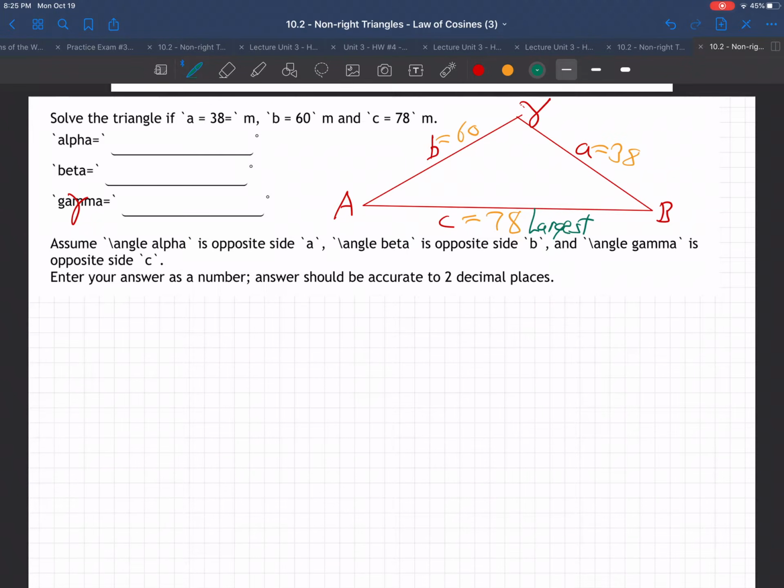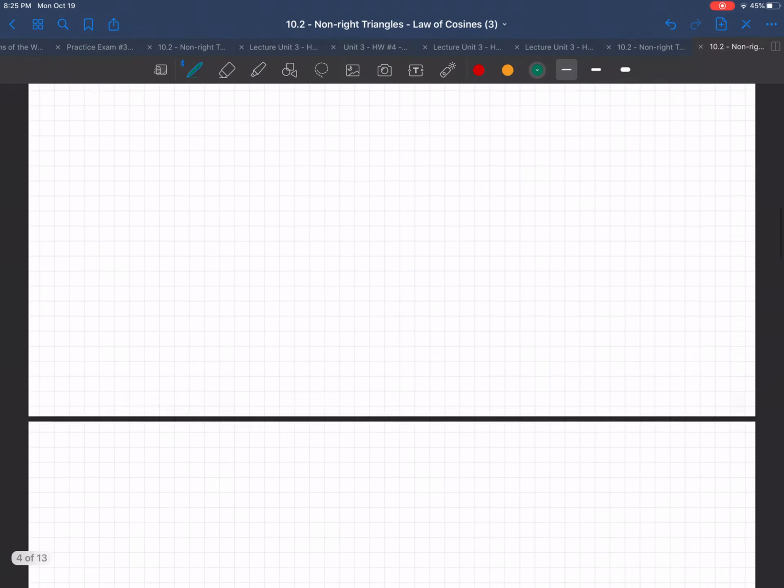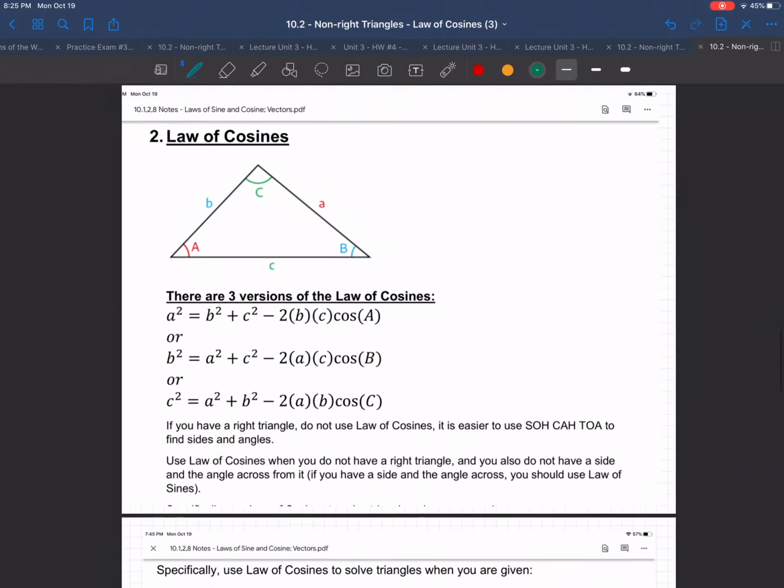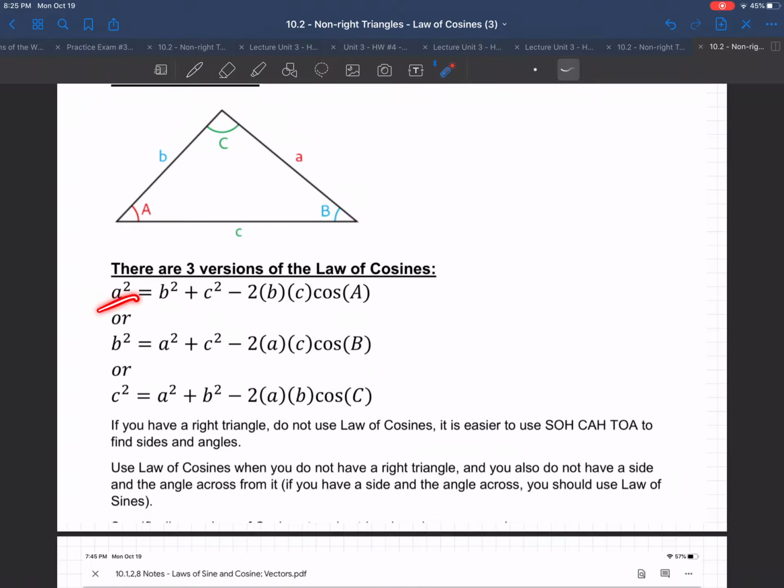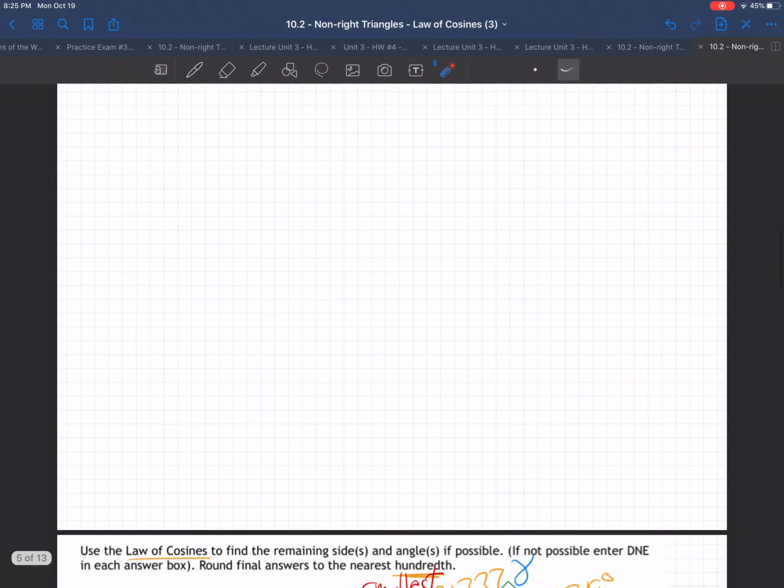So I'm going to use the largest side. Step 1, the largest side, and I'm going to do the law of cosines. So that's C squared. Remember, there's three versions of the law of cosines, starting with A or B or C. I'm going to do the one starting with C, and C has C across from it with A and B in the middle. So I'm going to use the largest side.